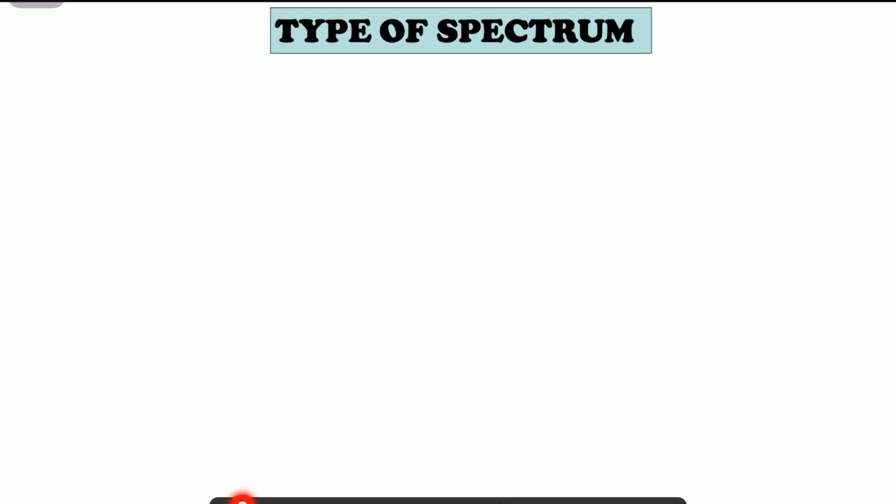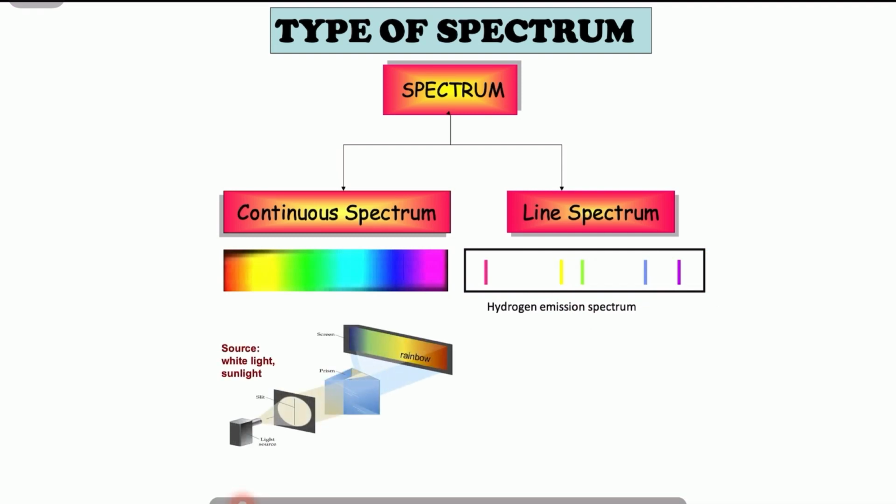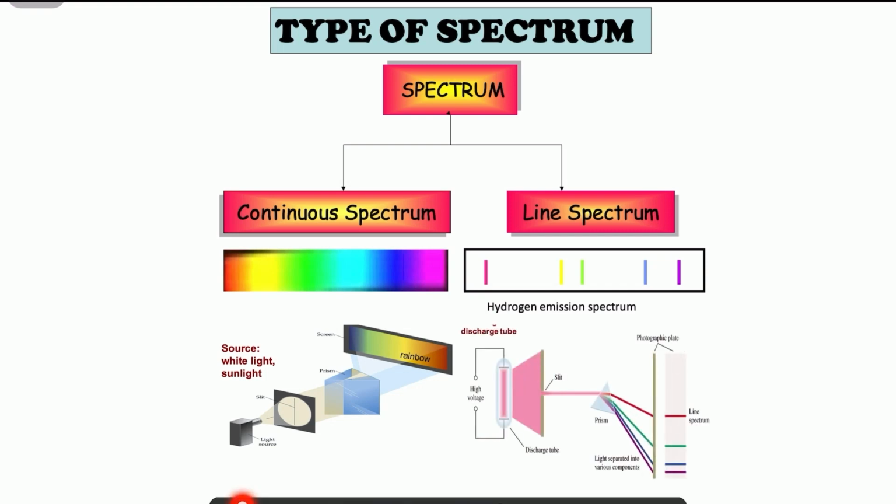Type of spectrum. There are 2 types of the spectrum: continuous spectrum and line spectrum. So this is the example of the continuous spectrum. You can see that it's just like rainbow, but for the line spectrum you can see it clearly as lines. The spectrum in the line form. This is a line spectrum, a hydrogen emission spectrum, and this is how to get the continuous spectrum and line spectrum, by using the prism.